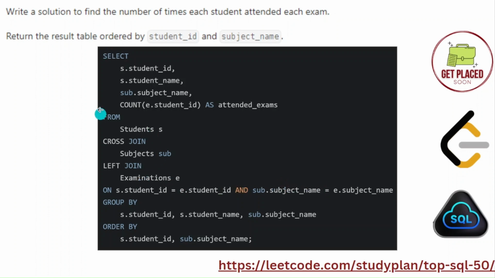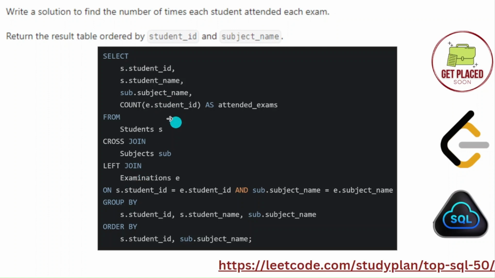Now moving ahead, we have to find the number of times each student attended each exam. To know that, we are supposed to count. To do that, we have the count function here. We are counting student ID as attended exams. The student ID is coming from the examination table. In case there are no matching rows in the examination table, you can see E here, then the count will be 0 due to the left join that we have done earlier.